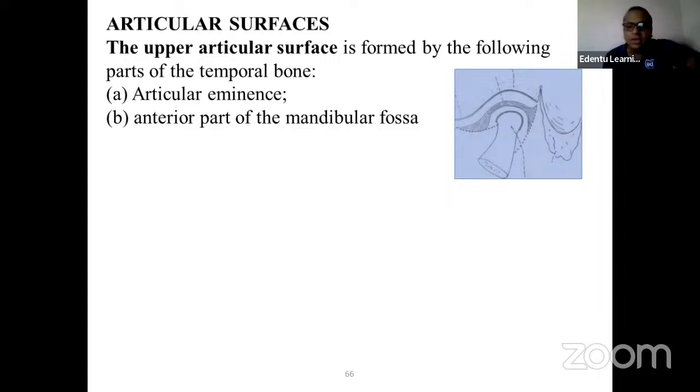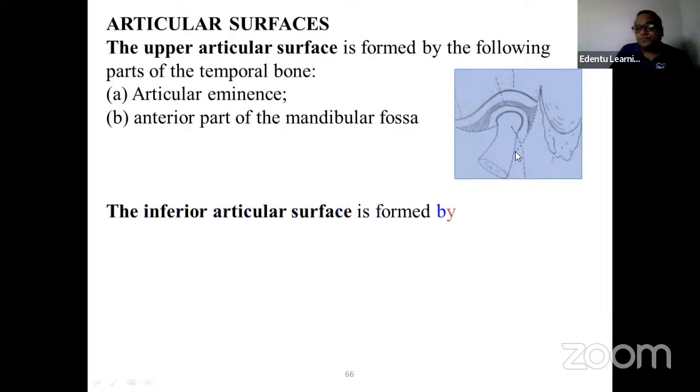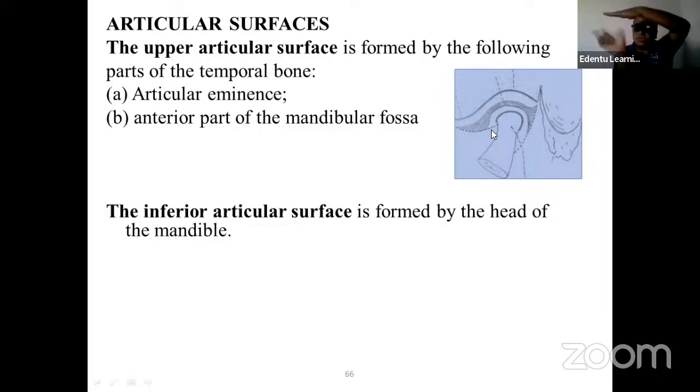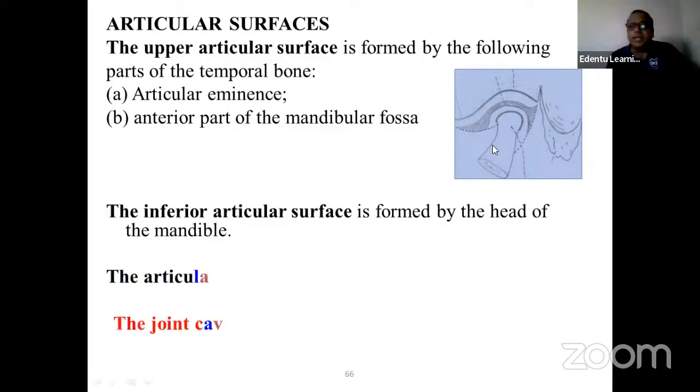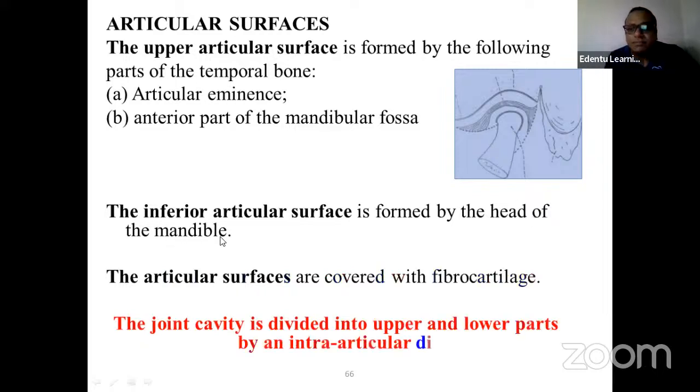That is how they contact. So the upper articulating surface is formed by the articular eminence, which is a part of temporal bone. Above everything is temporal bone. This black color line, what you are seeing, is the articular eminence, and the anterior part of the mandibular fossa. This is the mandibular fossa, anterior part of mandibular fossa, and articular eminence: the upper articulating surface. Then the inferior articulating surface, which is the lower one, is formed by the mandible, by the head of the mandible.